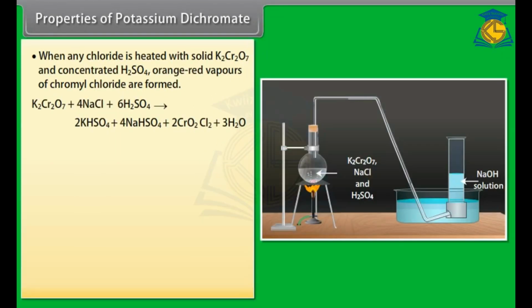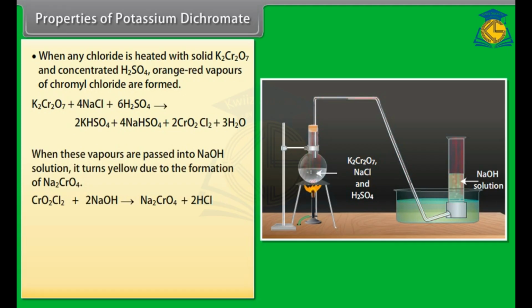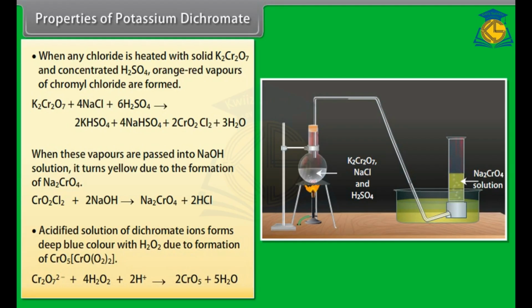When any chloride is heated with solid K2Cr2O7 and concentrated H2SO4, orange-red vapors of chromyl chloride are formed. When these vapors are passed into NaOH solution, it turns yellow due to the formation of Na2CrO4. An acidified solution of dichromate ions forms a deep blue color with H2O2 due to formation of CrO5. Interconversion of chromate into dichromate.